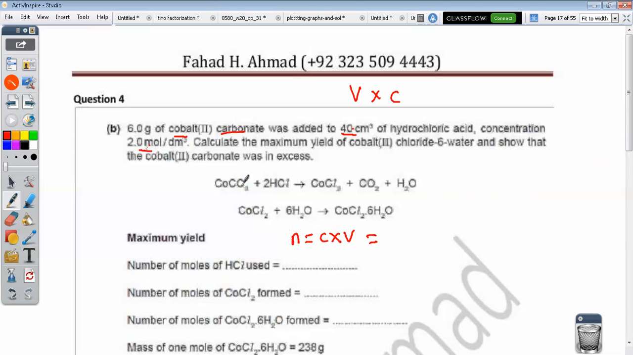Let's do that together. What's the concentration? 2. Multiply by what's the volume? What's the problem with the volume? It's in cubic centimeters, so we have to convert it to cubic decimeters. Did you write down the formula that I gave you? Anyway, it's there in your textbook. Concentration times volume. So what do you get? 0.08. 0.08. Follow me. Now, what did you get? How did we find the 0.08?